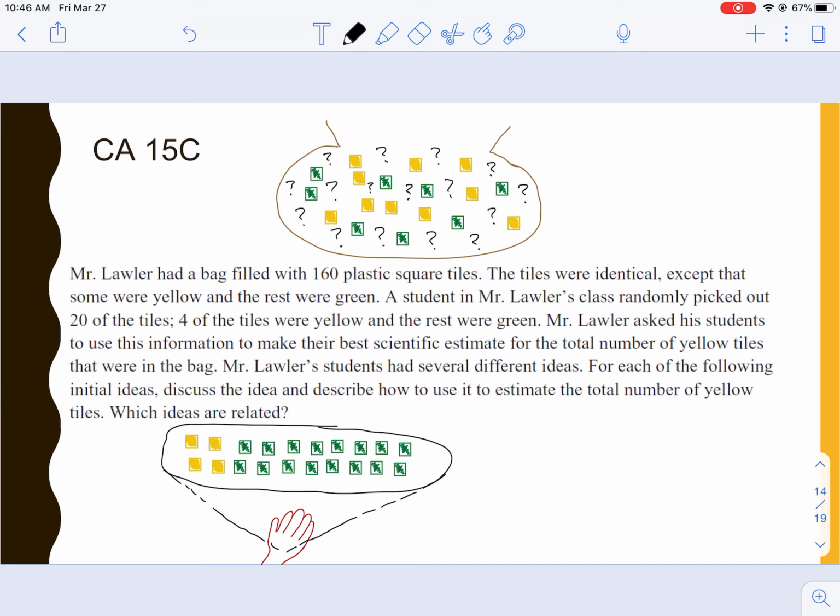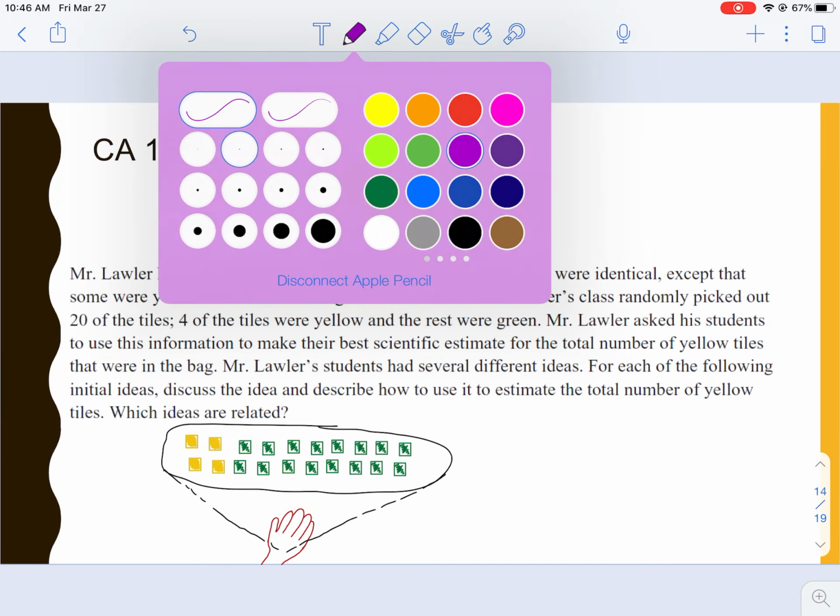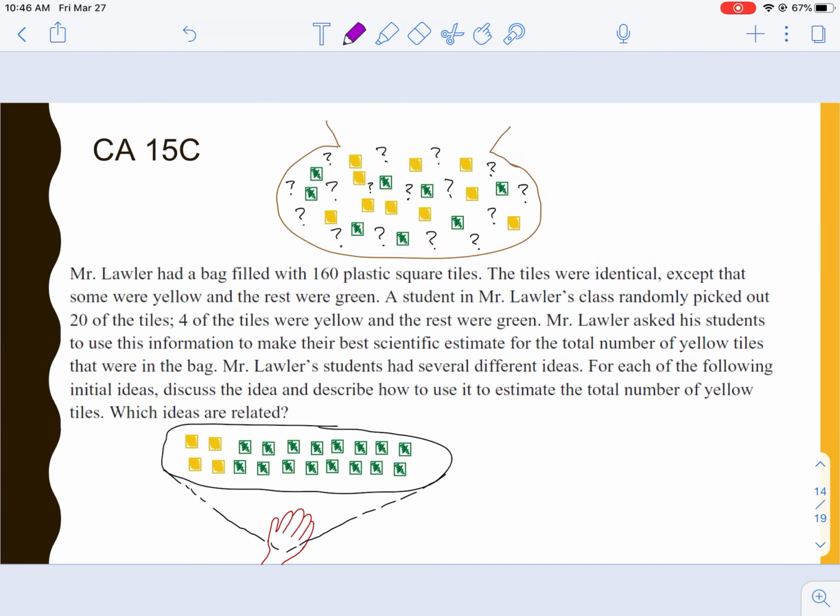A little story. As a teacher, someday you'll probably inherit a classroom, and in that classroom will be a closet full of stuff or a cabinet full of stuff. And often you'll find these little plastic square tiles. They might be yellow and green, or they might be some other colors. But Mr. Lawler had taken 160 of these plastic square tiles. They're the same size, they're the same shape, everything's the same except some are yellow and some are green.